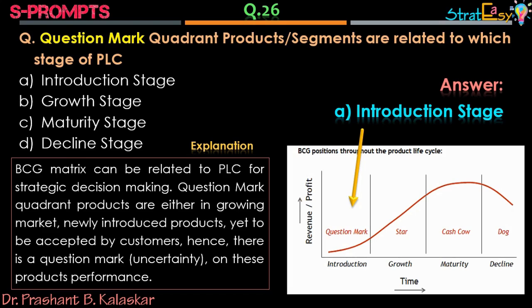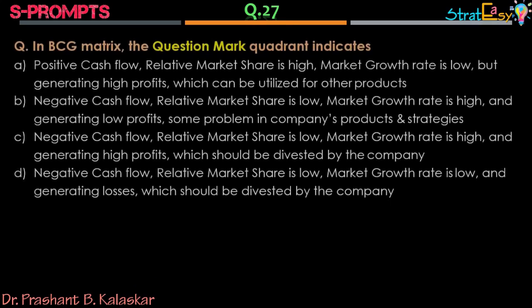So in such a situation, to overcome this question mark, the company is required to formulate the strategies which will help to refocus, rebuild, or reposition these products so that the products from the question mark quadrant can be shifted to the growing star quadrant. Question number 27.